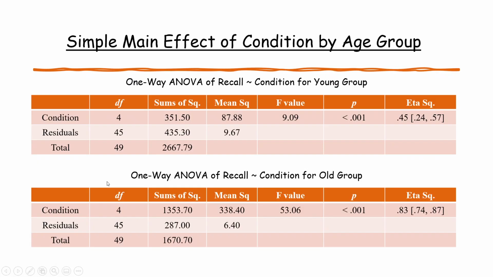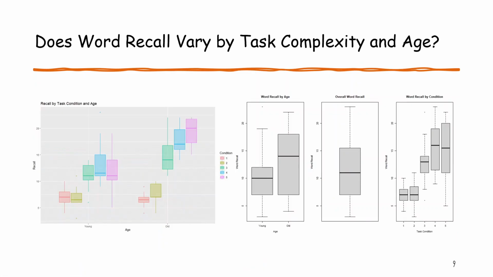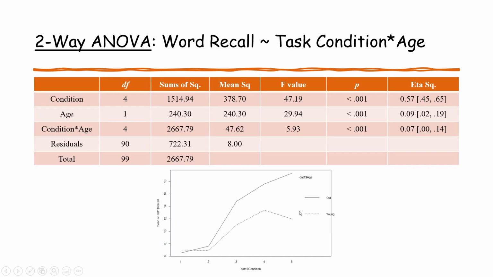And if we go back to our plot, that kind of makes sense, right? So again, this isn't the best plot, but the solid line is the older folks. And so we see that this trend continues upward as we go from 3 to 4 to 5. So 5 is significantly greater than 3 for the older folks, whereas for the younger folks, the dashed line, 3, 4, and 5 kind of level off. So it does make sense.